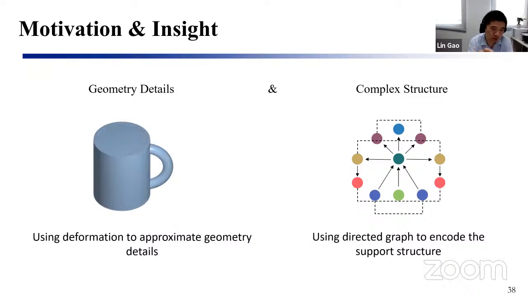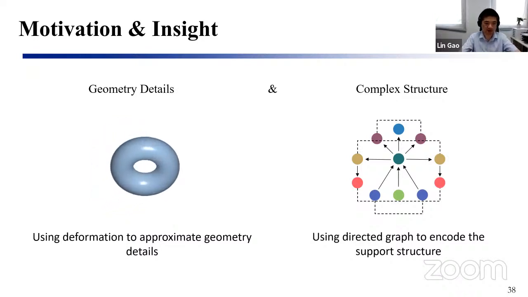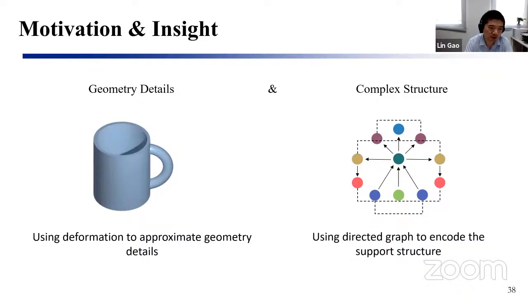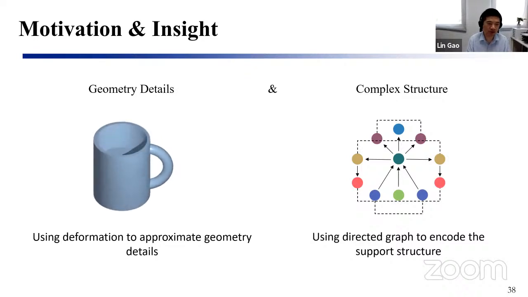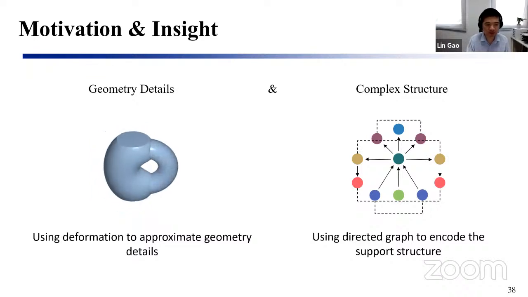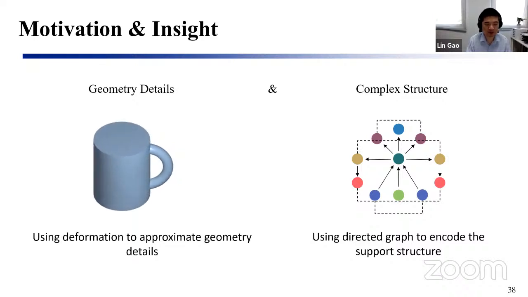The cup could be deformed from the cycle. From the cycle, we could deform the cycle to the cup. We could use the deformation to deform some basic template to approximate the fine geometry details. So here is the key concept. We could use the deformation to approximate the fine geometry detail of man-made objects.